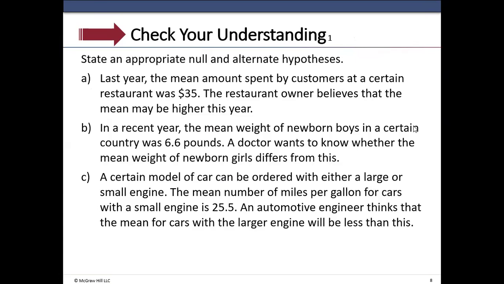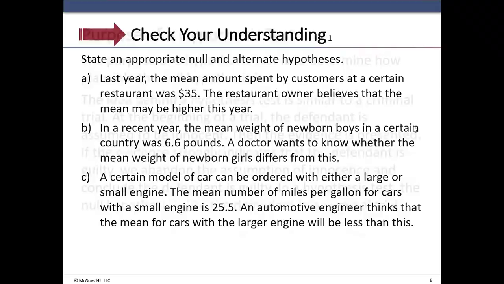A certain model of a car can be ordered with either a large or small engine. The mean number of miles per gallon for the cars with a small engine is 25.5. So the null hypothesis H sub 0 colon mu equal to 25.5. An automotive engineer thinks that the mean for cars with larger engines will be less than this. So alternate H sub 1 colon mu less than 25.5.